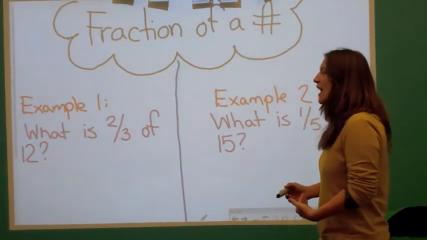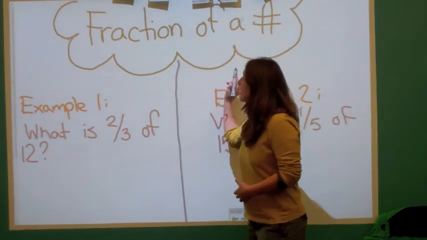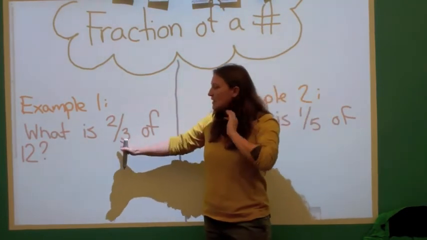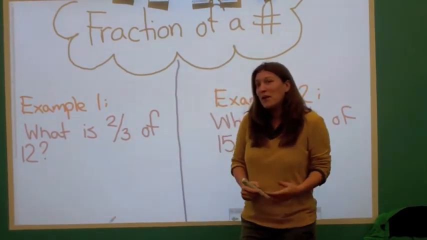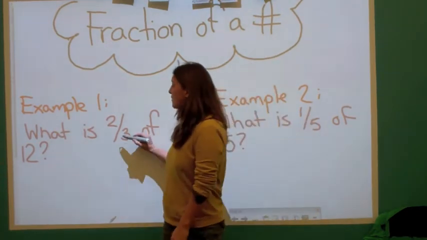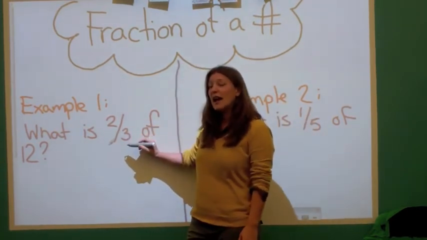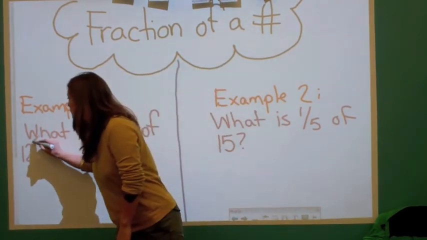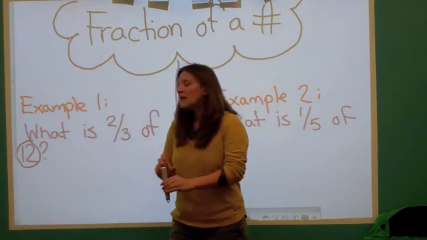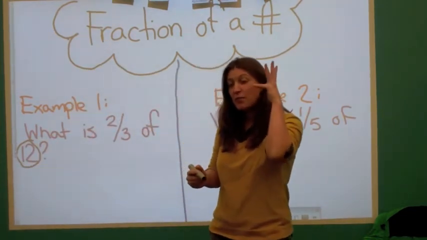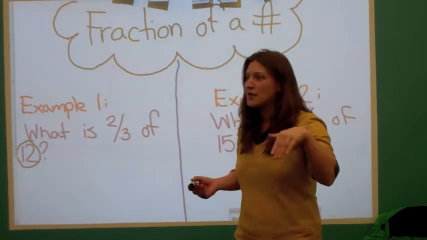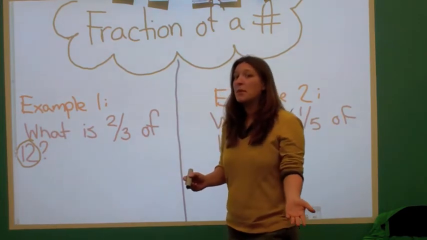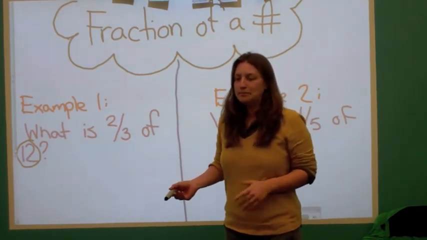So the first thing that I do when I'm trying to find the fraction of a number is I look at the whole number in my question. And in this case, what is 2/3 of 12? My whole number is 12, because I don't see a fraction bar or a fraction line, and I know that 12 is a whole number because I could have 12 of something. So 12 is my whole number, and I have to remember that. So I circle it to have myself say, that's the whole number. So that was my first step, locate the whole number.